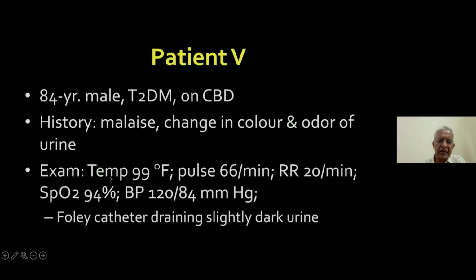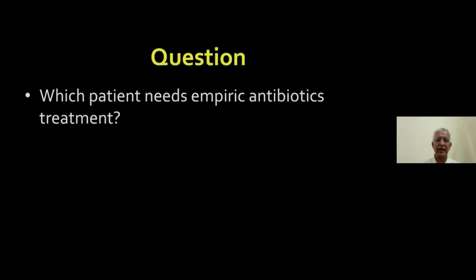On examination, his temperature was 99 degrees Fahrenheit, pulse rate was 66 per minute, respiratory rate was 20 per minute, and saturation on room air was 94%, and the blood pressure was 120/84 millimeters of mercury. Systemic examination was otherwise unremarkable, and the Foley catheter was draining slightly dark urine. The question to you is, which among these two patients, patient S and patient V, needs empiric antibiotic treatment? Empiric meaning starting an antibiotic before you get the reports of culture and susceptibility from the laboratory.